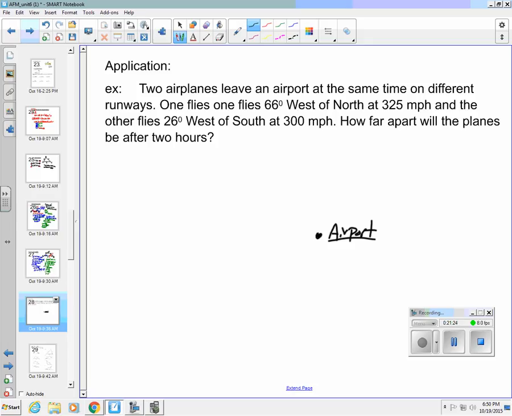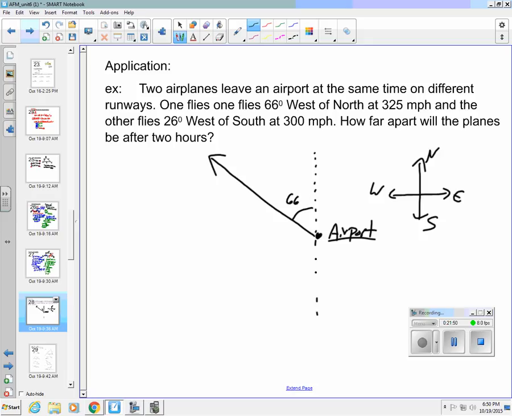All right, we see a lot of directions happening in the problem, so we'll go ahead and make sure we're oriented for the directions. So one airplane is flying 66 degrees west of north. So if it's flying along this line, this angle right here would be 66 degrees. Going straight up, that would be due north. Now to the left would be west. That's 66 degrees west of north.